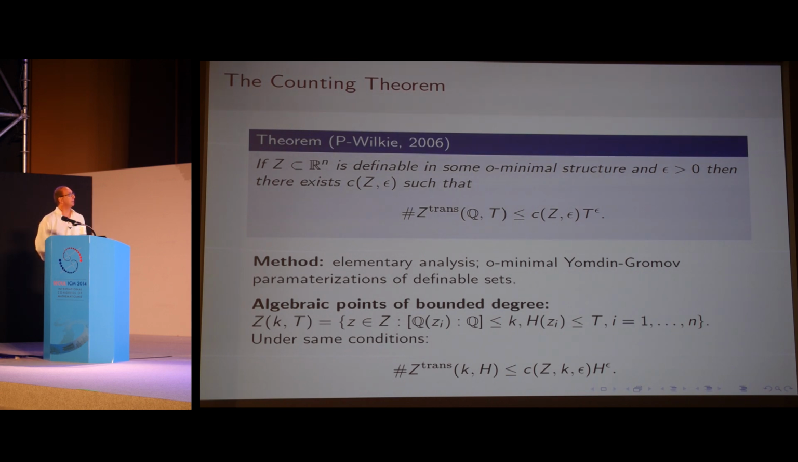It says that if you remove the algebraic part of any definable set, then you get very few rational points. And the very few here is an estimate of the shape of some constant, depending on your set and epsilon, T to the epsilon, for any positive epsilon.